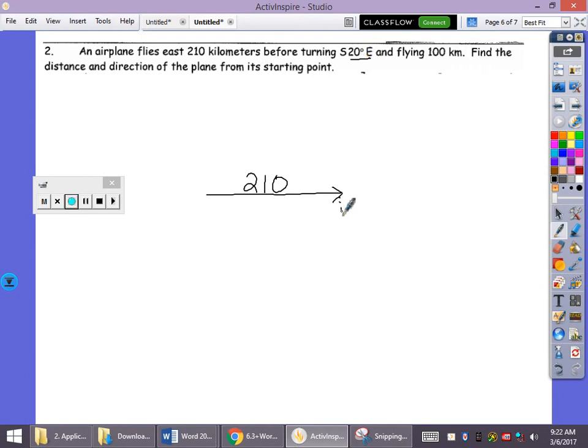20 degrees east of south. So south would be here, right? But I'm going to go towards the east. How many degrees? 20 degrees. This is 20 degrees east of south. Who can tell me now how big this whole angle is? 110. Because this is a right angle, which is worth 90, plus the 20-degree shift gives me 110.